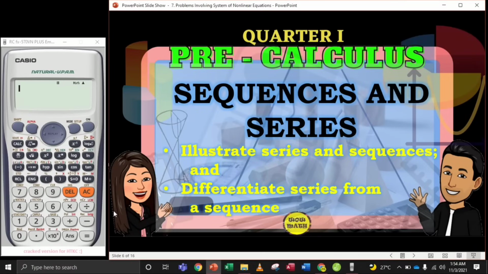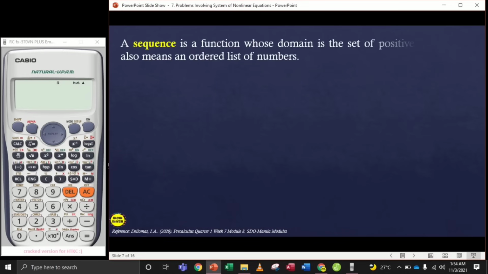Hello mga kawamat, in this video lesson, we will discuss illustrating series and sequences and differentiate series from a sequence. So let us recall your topic nung grade 10 kayo. So when you say a sequence is a function whose domain is the set of positive integers, it also means an ordered list of numbers.